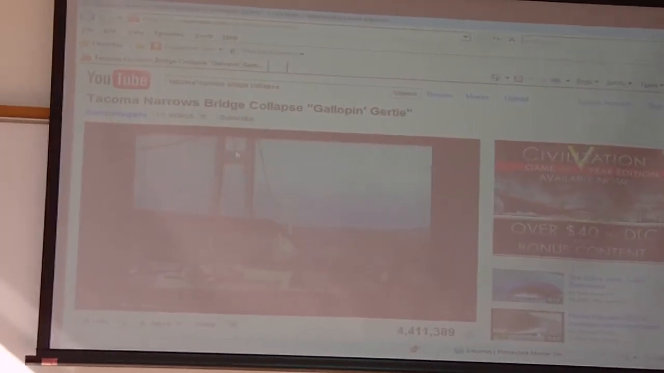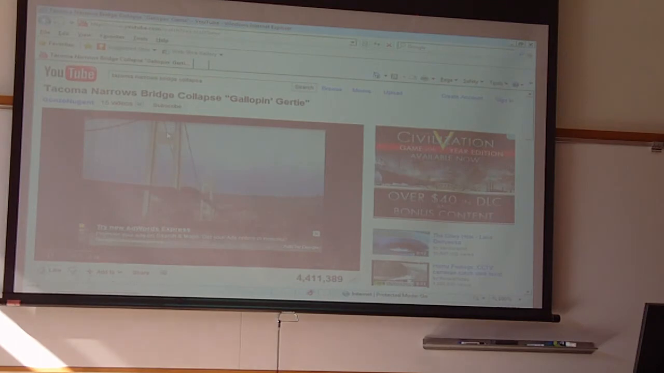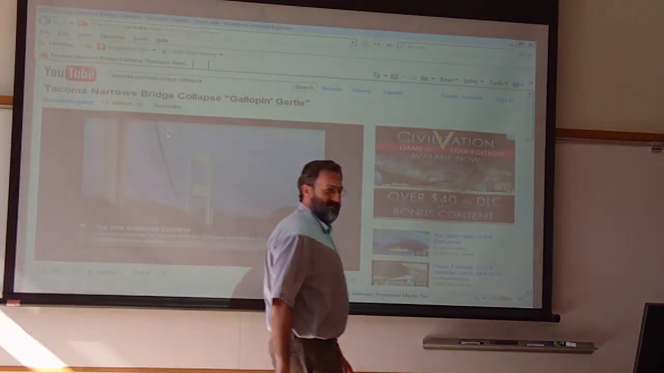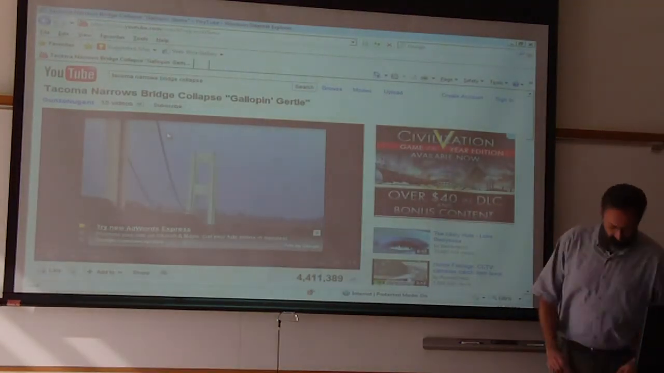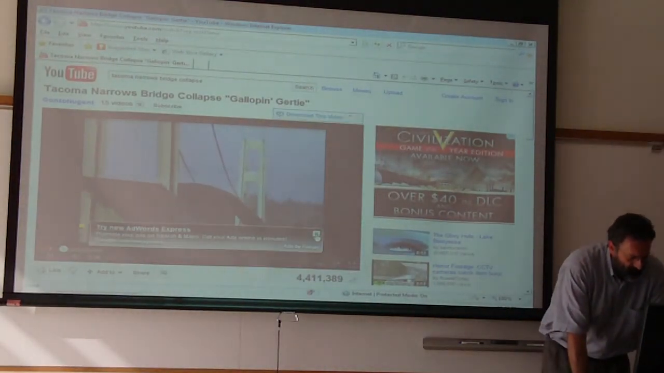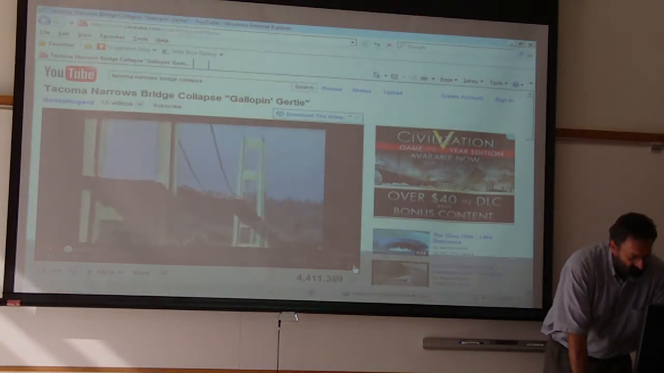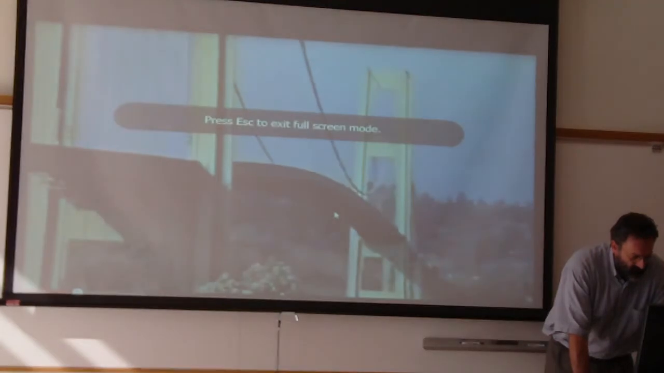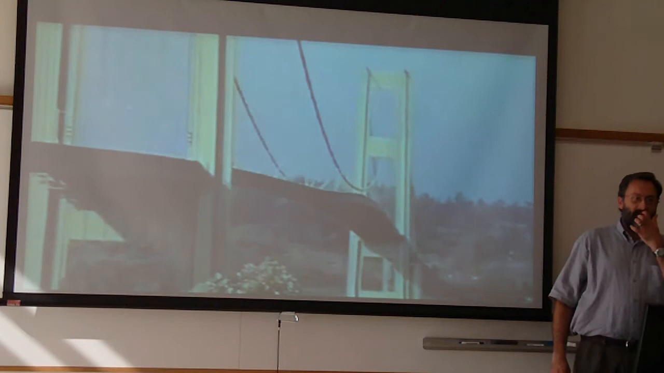So this is a bridge they built, a suspension bridge they built in the 1940s. Those are like steel cables. That's serious. So this is the bridge. And basically, they screwed up when they constructed the bridge.